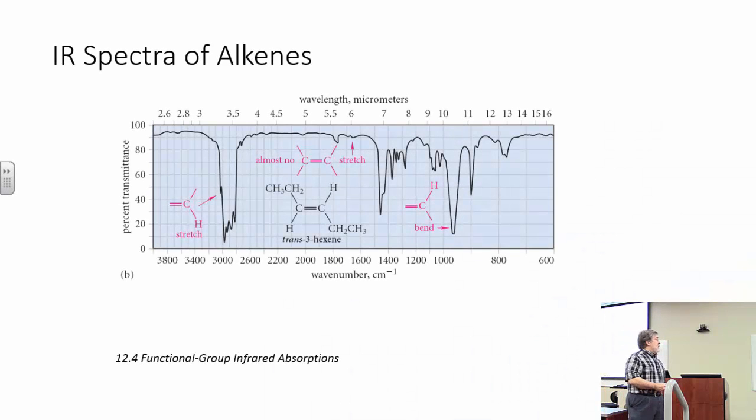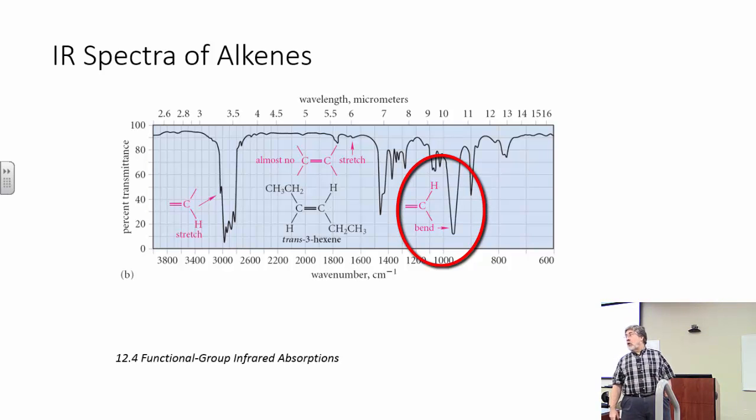This one is just another alkene. It's trans-3-hexene, and you can see some of the differences, in particular that one there, which is out of that bending mode and lets you know for sure that this one is indeed trans. And I think that might be about what I wanted to show you. Also, oh yeah, this too.